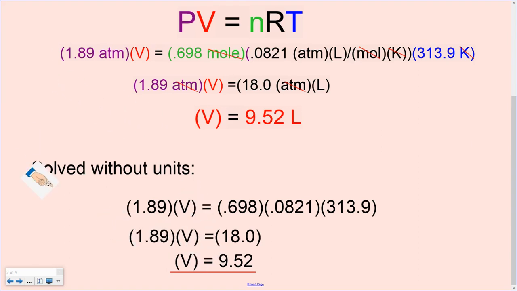So these two are showing the same thing. This one just has all the labels and units associated with it. I'm just trying to show you that the math really isn't too difficult, so don't let that intimidate you.